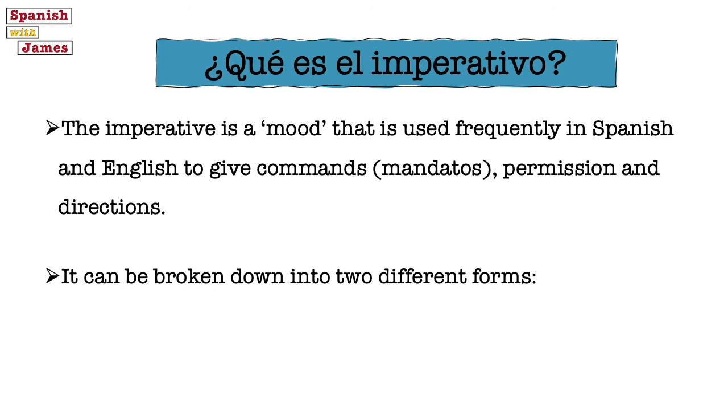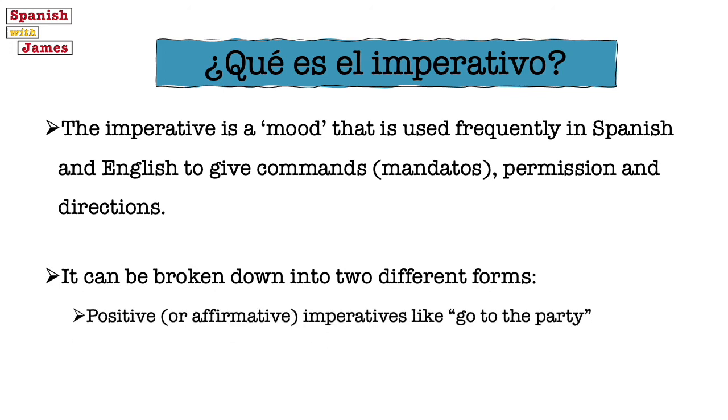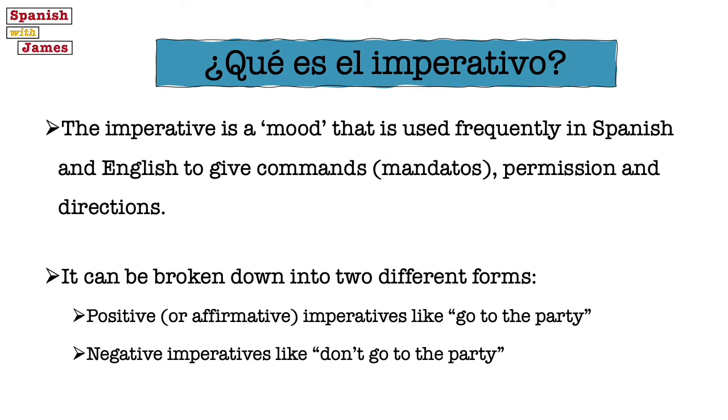It can be broken down into two different forms. Positive, what are also called affirmative imperatives, so things like go to the party, you're telling someone to do something. And negative imperatives like don't go to the party, so you're telling someone not to do something. Today we're just going to focus on the positive ones.